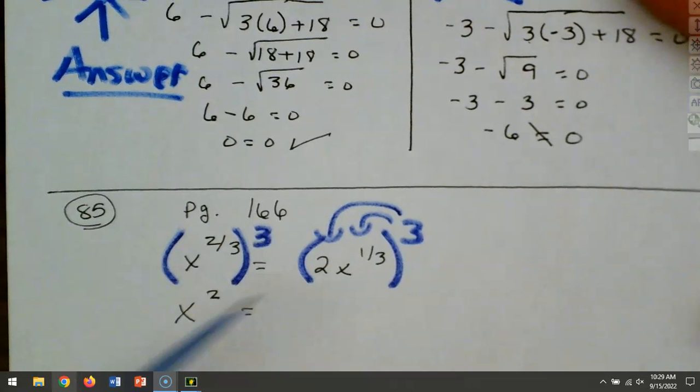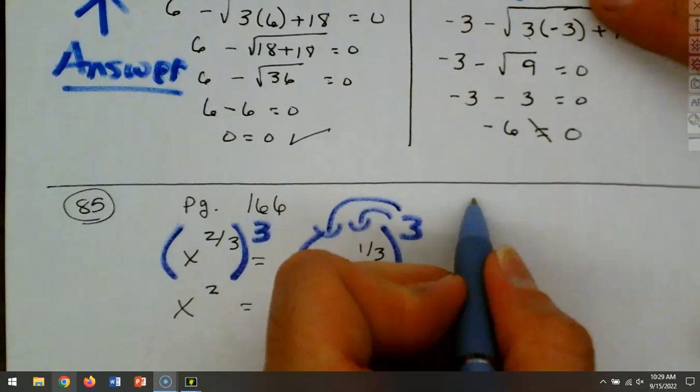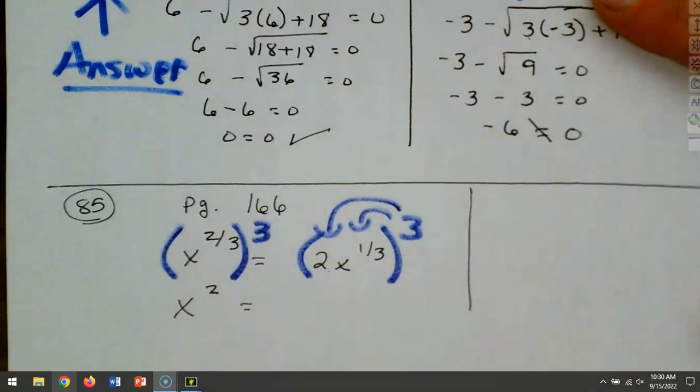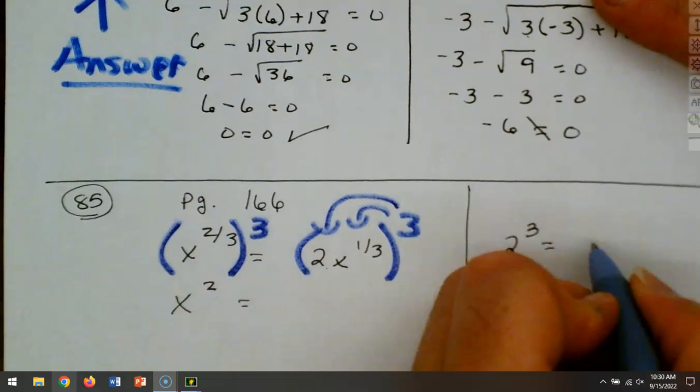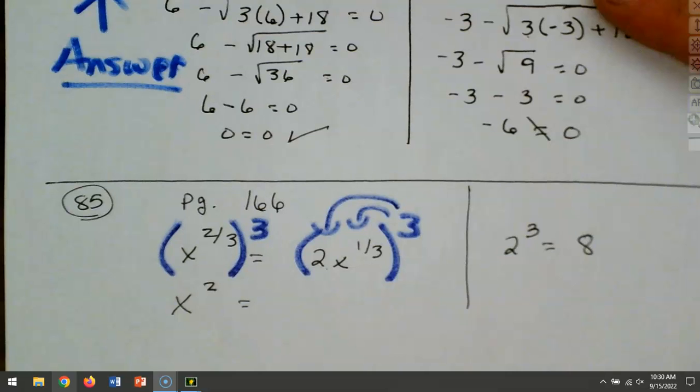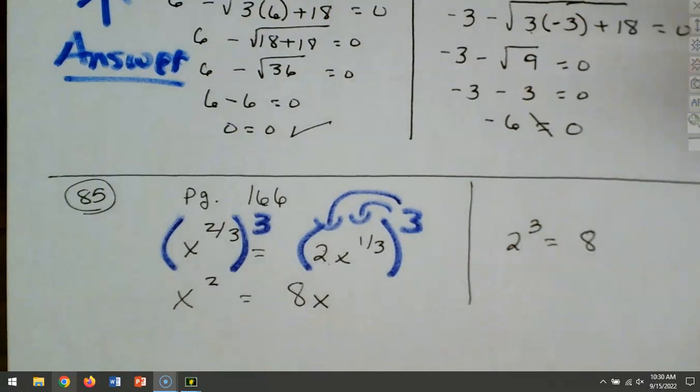On the right-hand side, now here's where students make a mistake. That 3 has got to go through each part. It's not going to be 2 times 3, that's 2 to the third power. And 2 to the third power is 8. So this side is going to come out to be an 8, and the 3's cancel, x there. So we cleared out our powers.